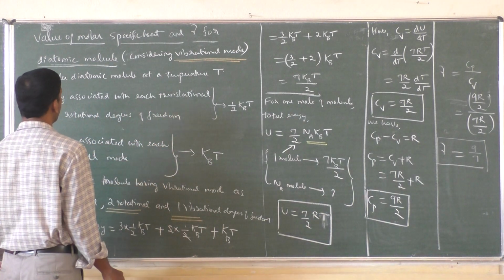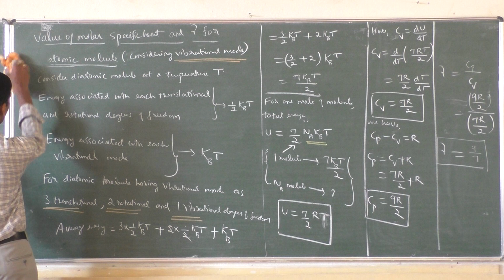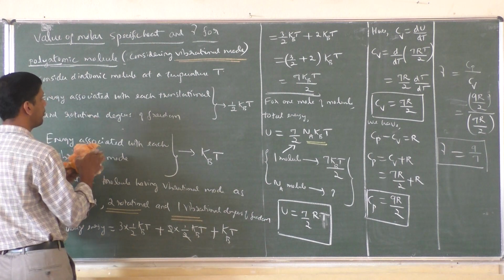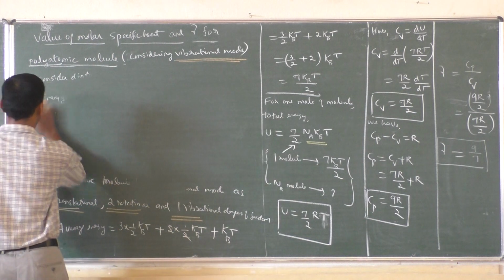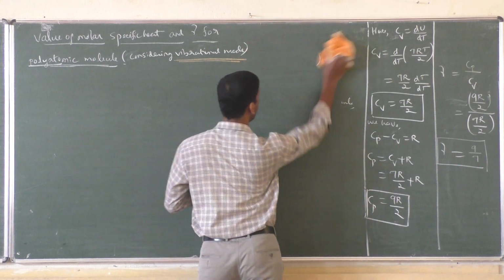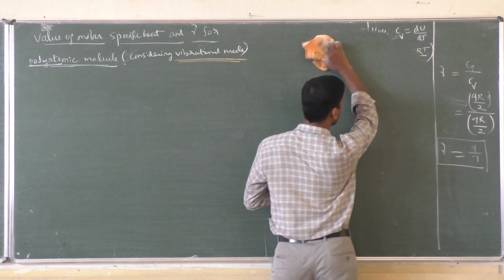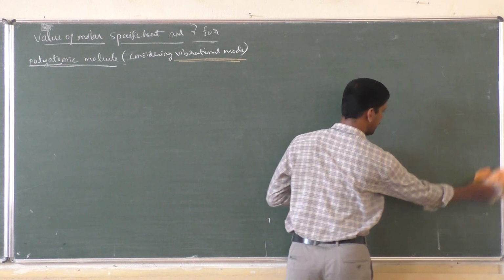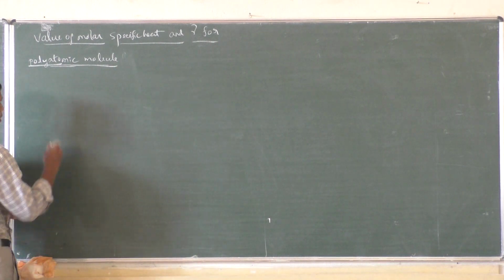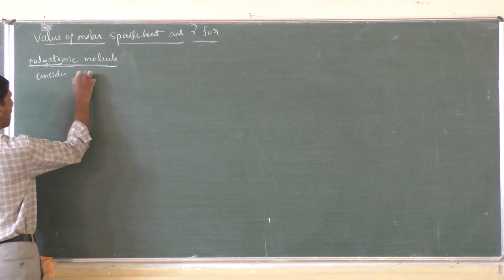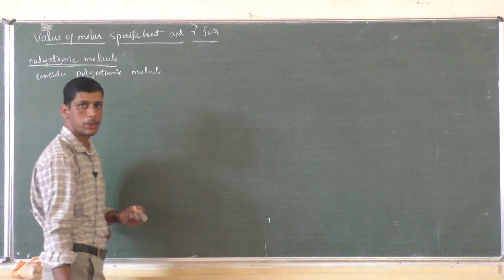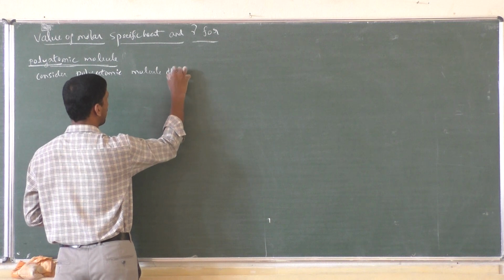Now in a similar way we have to derive the expression for the polyatomic molecule. Now let us derive the expression for the gamma for the polyatomic molecule. Now the next derivation is for the polyatomic molecule. What is the gamma as well as the Cp as well as the Cv? Let us consider one polyatomic molecule, more than 2 atoms, at a temperature T.